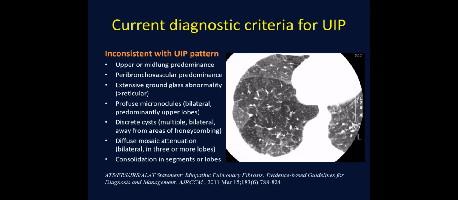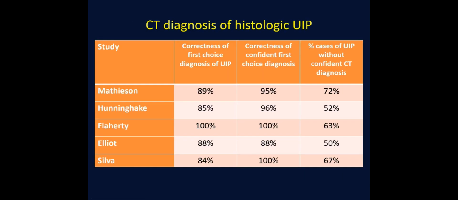Now, these are the features that will make you say that this patient is likely not to have UIP or inconsistent with UIP. If there is upper or mid-lung predominance, if there is peribronchovascular predominance, if there is extensive ground glass abnormality greater than reticular, if there are profuse micronodules, discrete cysts, diffuse mosaic attenuation, or consolidation. This patient, as you can see, has mosaic attenuation, which usually makes the patient inconsistent with UIP. We'll talk about this in a little greater detail in a few minutes.